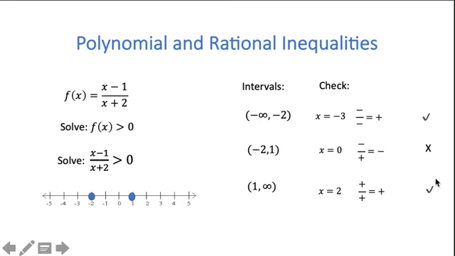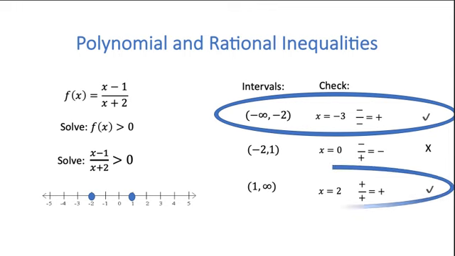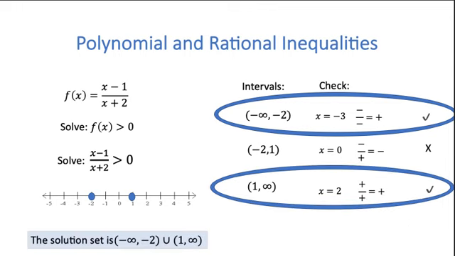Works, doesn't work, works, doesn't work, works, doesn't work. Okay? So you're going to always alternate positive, negative, positive, negative, positive, negative. All right, so in this example, the two intervals that worked are -infinity to -2 and from 1 to infinity, and that's our solution set.